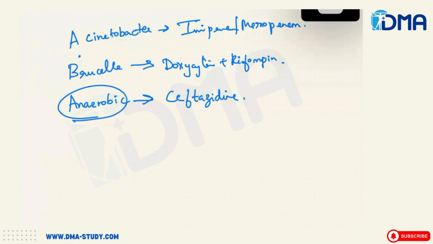Then important things like Corynebacterium diphtheriae, drug of choice for diphtheria. It is the macrolides. You have to read the drug of choices. The big list is there. You have to read that.